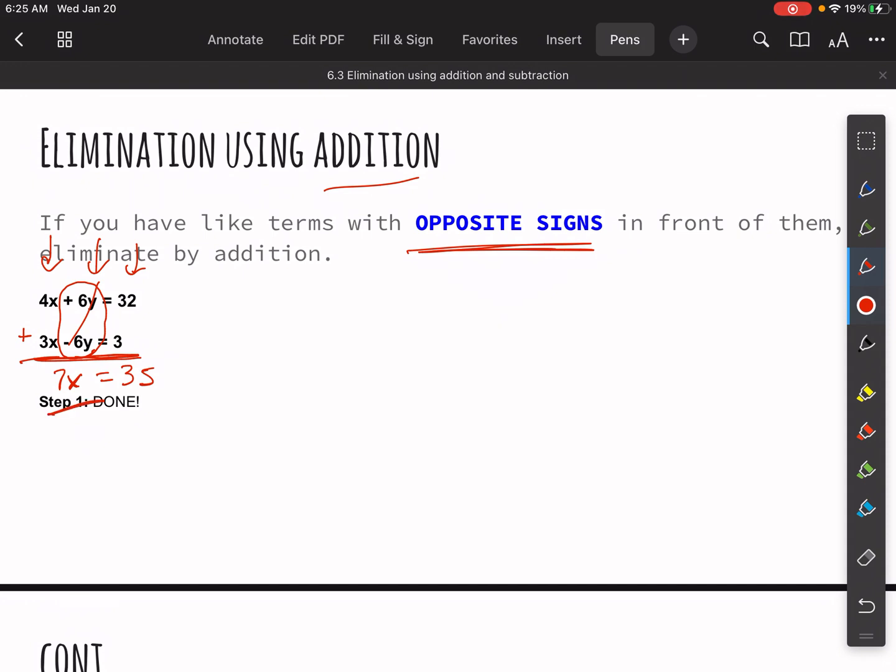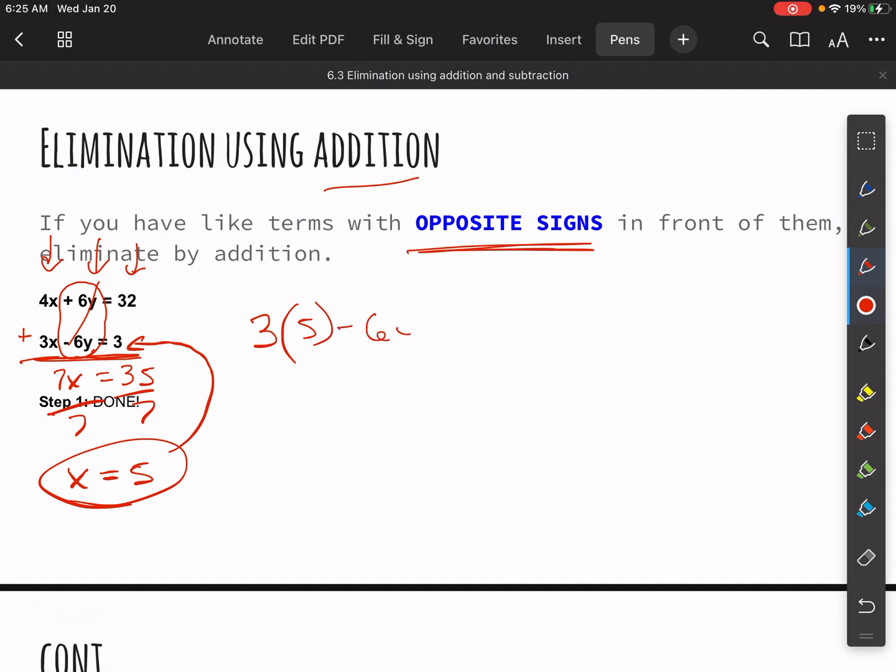Okay, to get the x by itself, I divide both sides by 7, and we say that x is equal to 5. Okay, we're not done because we got to plug that back into either equation, so I'm going to choose the easy one, which I think is the second one, to find y. And you can plug it into either one, you'll get the same answer, by the way. So 3 times 5 minus 6y. Notice I substituted the 5 in for the x, is equal to 3. We get 15 minus 6y is equal to 3.